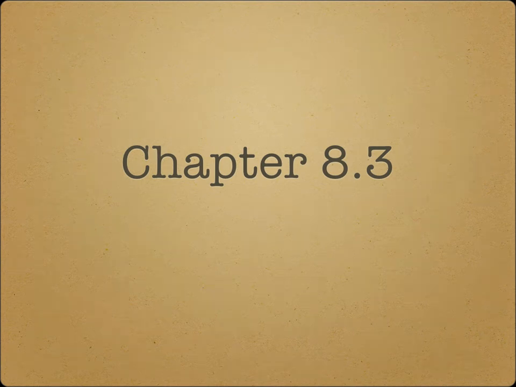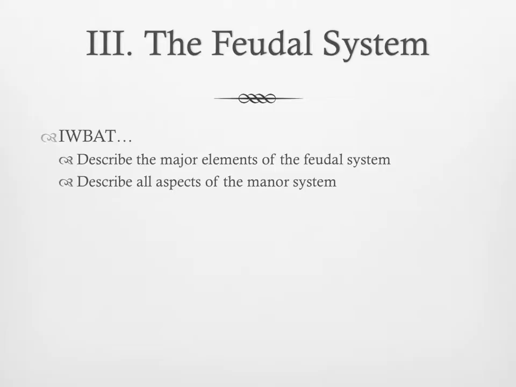Okay, this is section 3 of chapter 8, the feudal system. Make sure that you have your notes out. Your objectives for this section are that you should be able to describe the major elements of the feudal system and describe all aspects of the manor system. Actually, sorry, I take that back. The manor system will be section 4, so that should not be there, sorry.